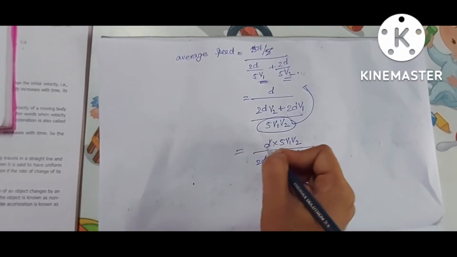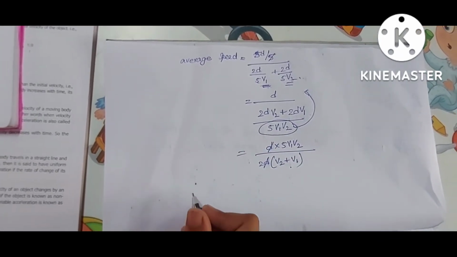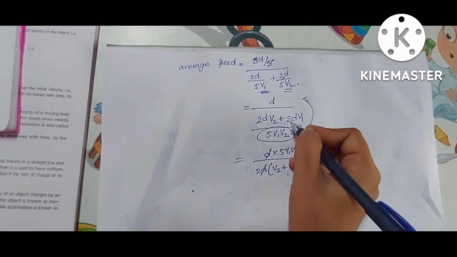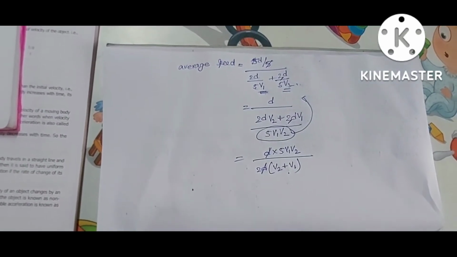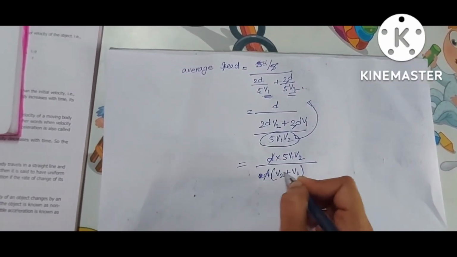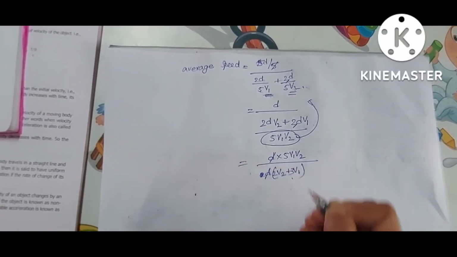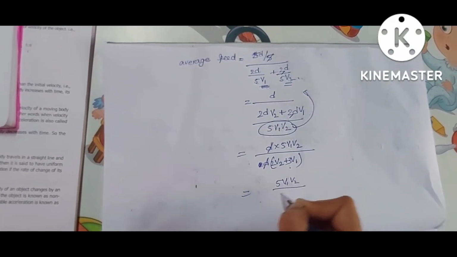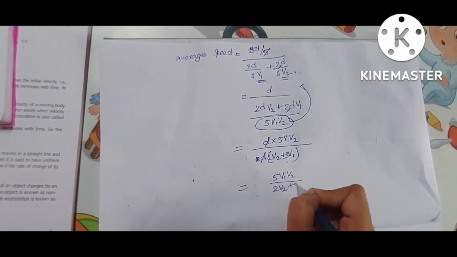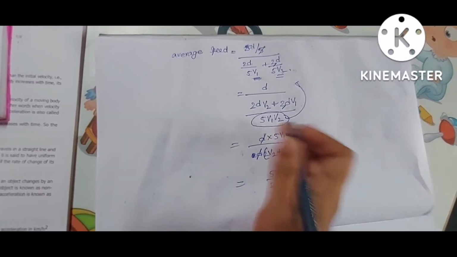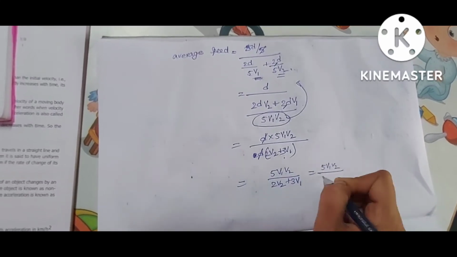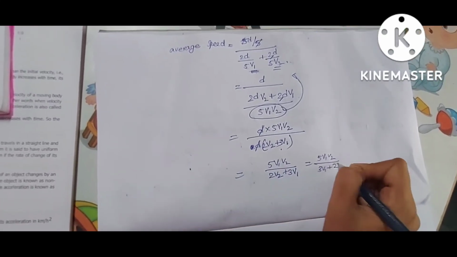Now here D is common, so let me cancel that. Here it is 3, and then we get not 2 but 2V2 and 3V1. So now it is 5V1V2 by 2V2 plus 3V1. Same, if you change this, you can write 5V1V2 by 3V1 plus 2V2.